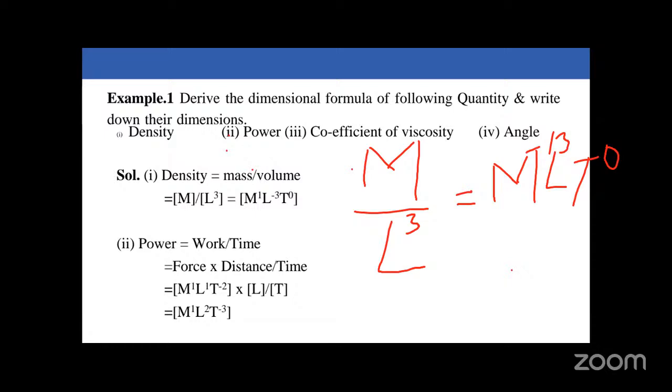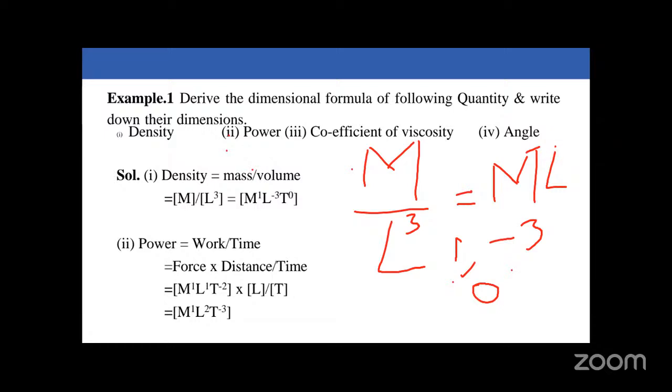So what are the dimensions? The dimension will be 1 in mass, minus 3 in length, and 0 in time. So that is the dimensional formula for density and the dimensions for density.